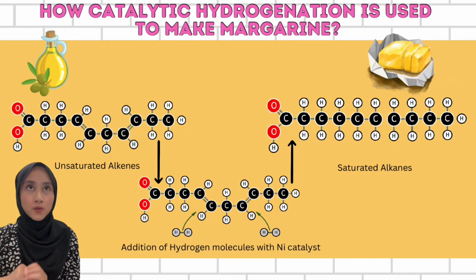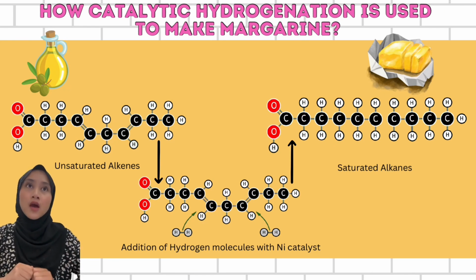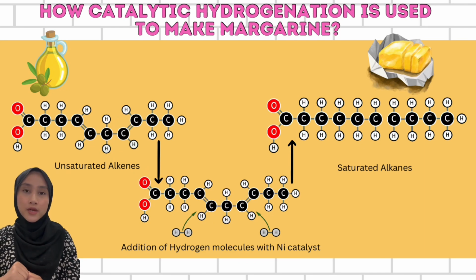So here is how it works. In vegetable oil, the fatty acids contain multiple carbon-carbon double bonds. This kink will keep the molecules loosely packed, which is why the oil is liquid. When hydrogen gas is added in the presence of nickel catalyst, those double bonds are broken and replaced with single bonds, straightening the chain and making the fat solid at room temperature.